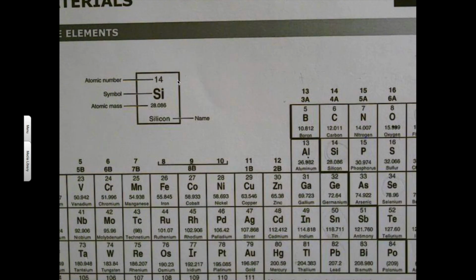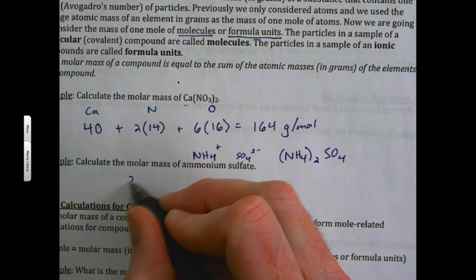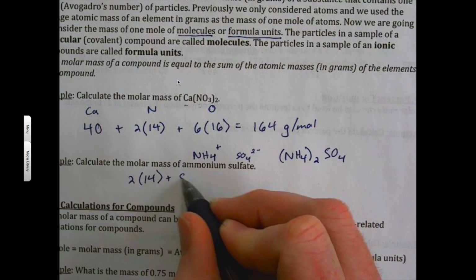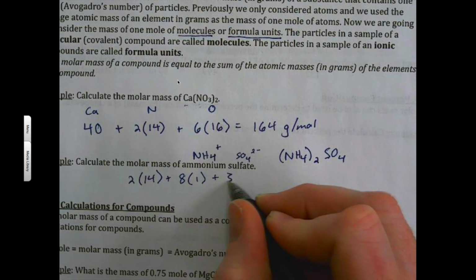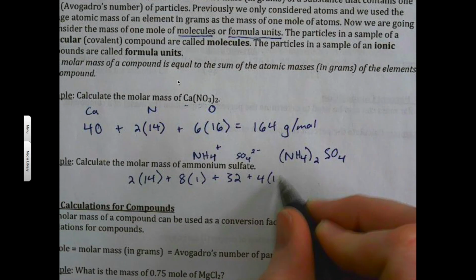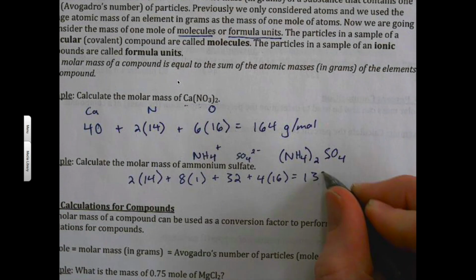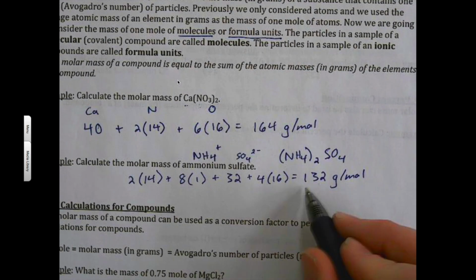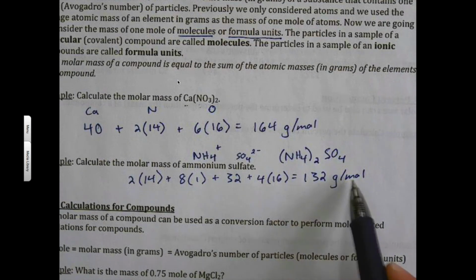Okay, pretty simple, guys, right? So there are 2 nitrogens, so that's going to be 2 times 14, and there are 8 hydrogens, so 8 times 1, and there is 1 sulfur, so that's going to be adding 32, and there are 4 oxygens. Type that all into your calculator, and we end up that 1 mole of ammonium sulfate is equal to 132 grams, or the molar mass is 132 grams per mole.